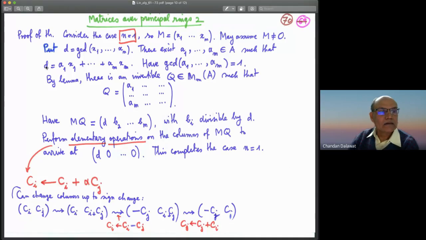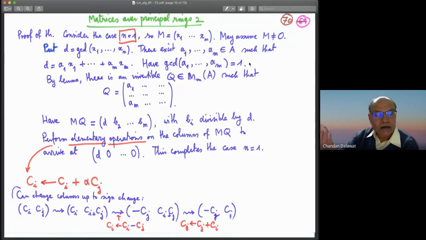D divides x1 up to xm. So I can take it to the other side and I'll get 1 equal to A1 times something, etc., AM times something, so that 1 can be written as a linear combination of A1 to AM. So the GCD of A1 to AM is equal to 1.